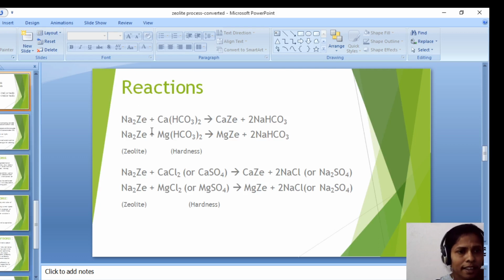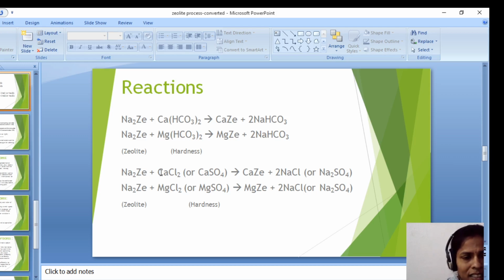First let us see what reactions take place in the zeolite process. This is sodium zeolite, simply written Na2Ze, plus calcium bicarbonate giving rise to calcium zeolite. These two sodiums are replaced by one calcium, and the two bicarbonates are converted to sodium bicarbonate. The sodium zeolite also replaces the magnesium ion, so sodium ions are replaced with magnesium ions, and we get magnesium zeolite plus sodium bicarbonate.